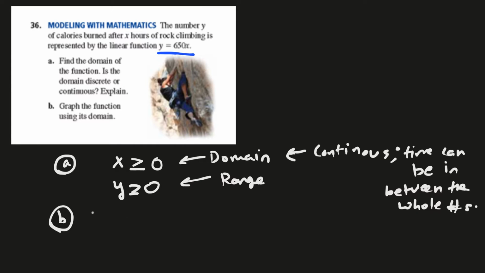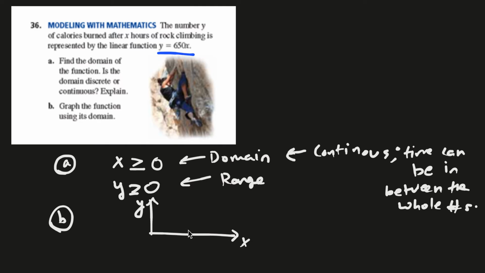Okay, let's look at part B. Graph the function using its domain. So let's see here. If we have the function here, using its domain, we're only really going to worry about this right here. This is going to be a line, and let me erase this here. You don't need this here. So when it says graph the function using its domain, we have to make sure that we don't exceed the domain in any way. So that's essentially what it says when it says using its domain.